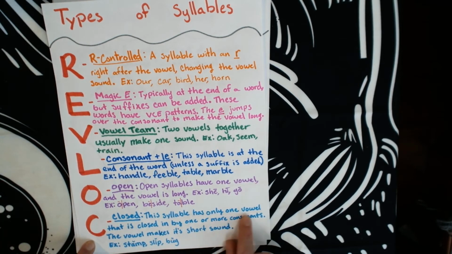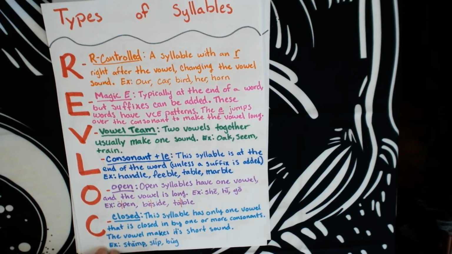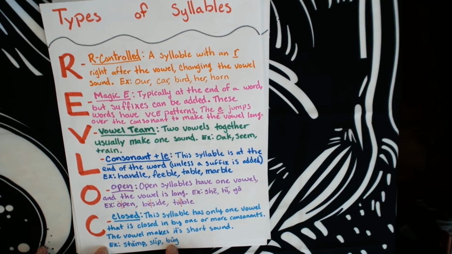And then for our last syllable type in Revlock, you have closed syllables. This syllable has only one vowel that is closed in by one or more consonants in the word. The vowel makes its short sound. So for example, in the word stamp, S-T-A-M-P, there is only one vowel that's closed in by other letters, so it makes its short sound. We have the word slip and the word bug, all closed syllable words.